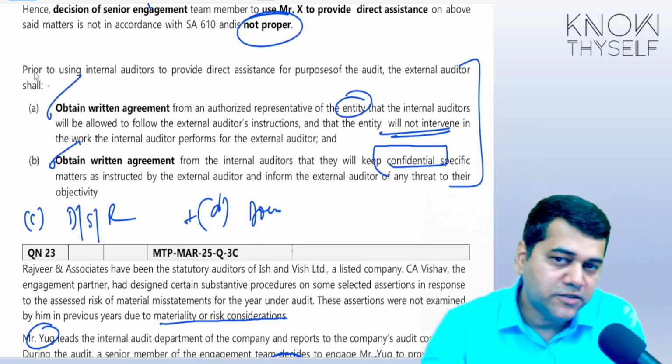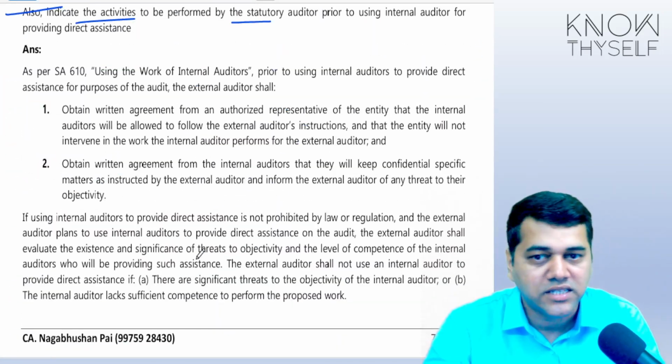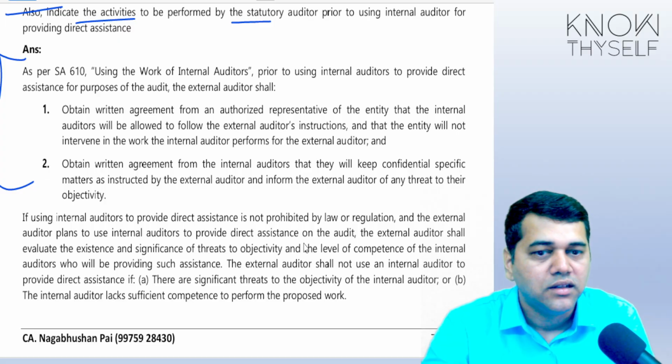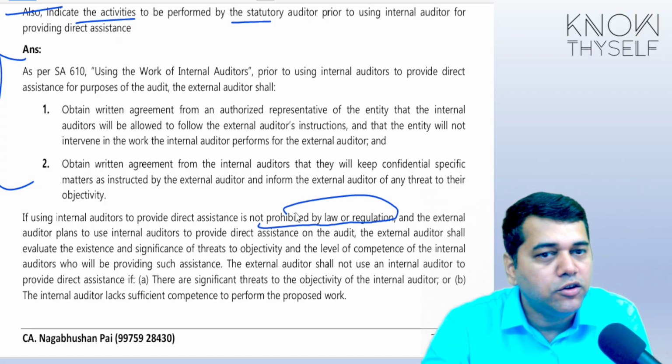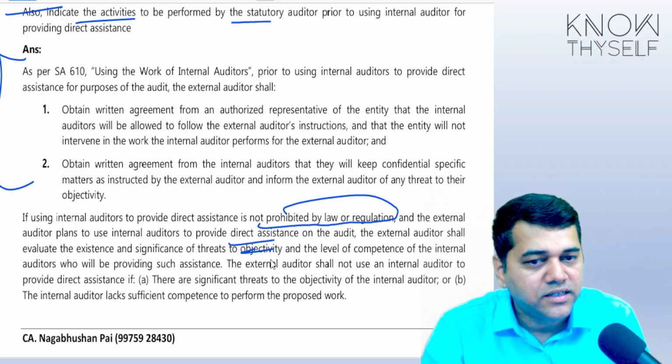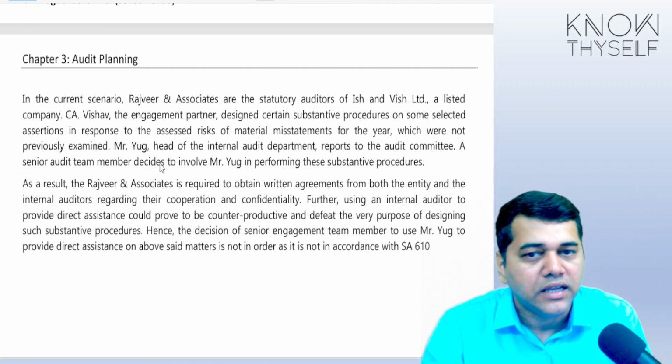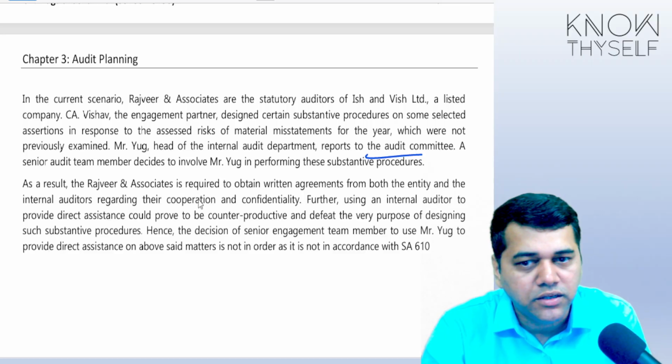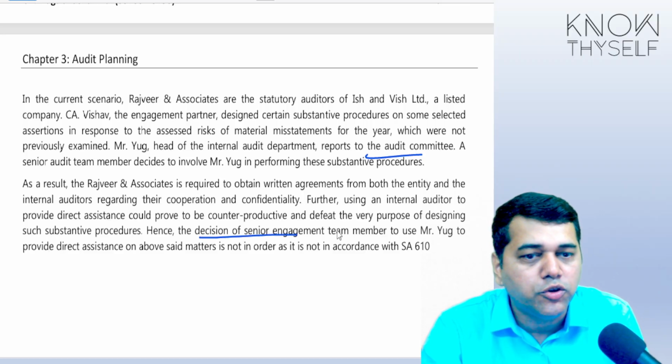Here, these points are written at the end. Here, they start with this. They are not prohibited by the law or regulation. Have they told you in the previous MTP? They didn't tell. Significant threat to objectivity and competence. In the current scenario, then the same story. As a result, it's becoming going to be counterproductive.